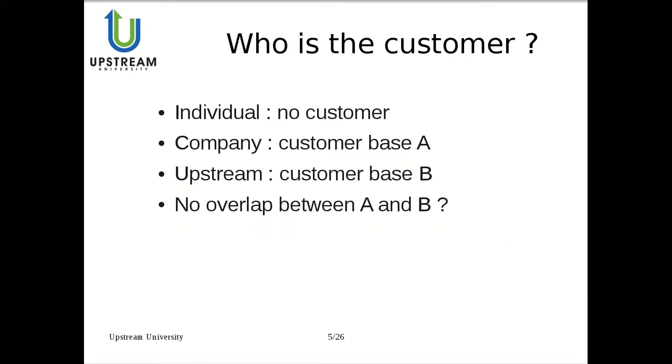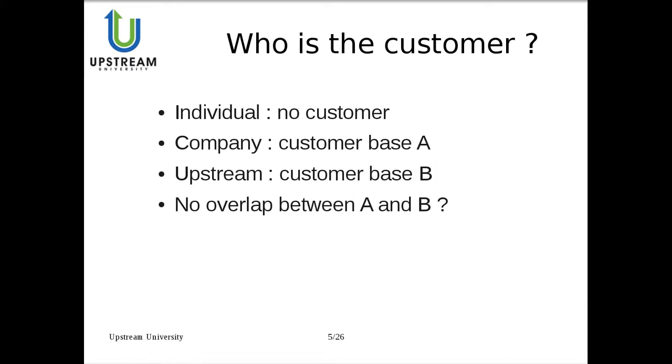When you are using Agile, you must be very conscious about the fact that you work for a client, for a customer, and you have to figure out who he is. So in the case of an individual, there is no customer. It's your self-satisfaction. But it's very rare that a project is only for one individual.